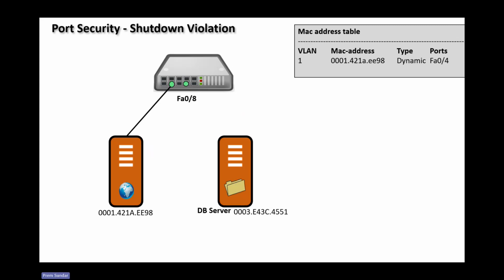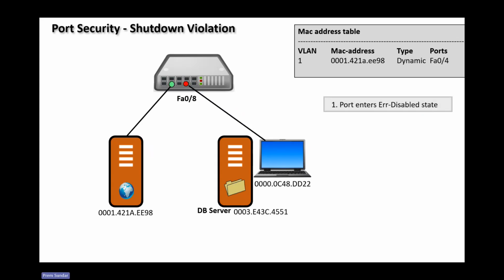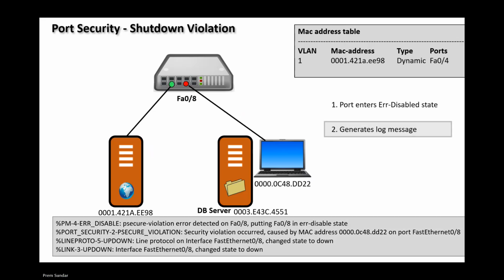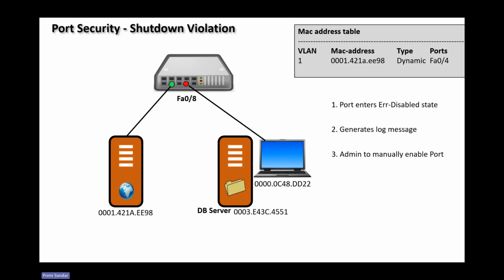When a laptop is connected to the same FA0/8 port and sends a frame, the switch reads the laptop MAC address from the frame header and places the port in an error disabled state. Additionally, it generates a log message. Administrator intervention is required to manually re-enable the port so that the DB server can communicate through the port FA0/8 again.